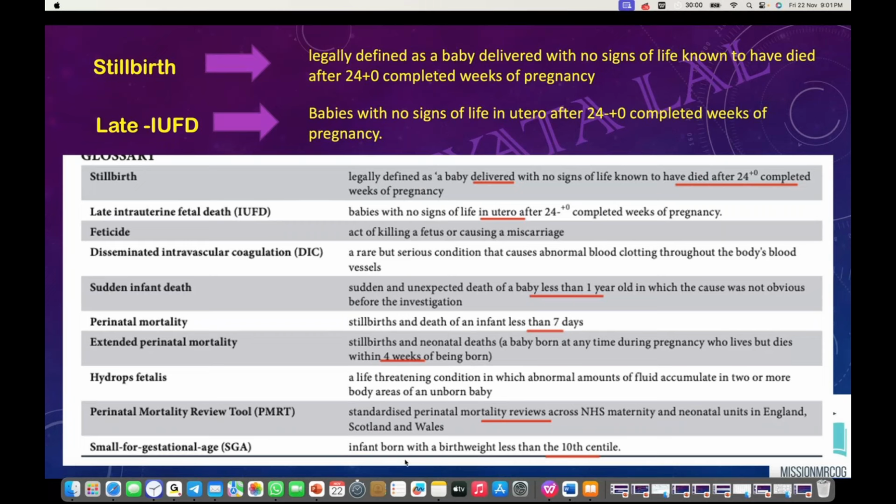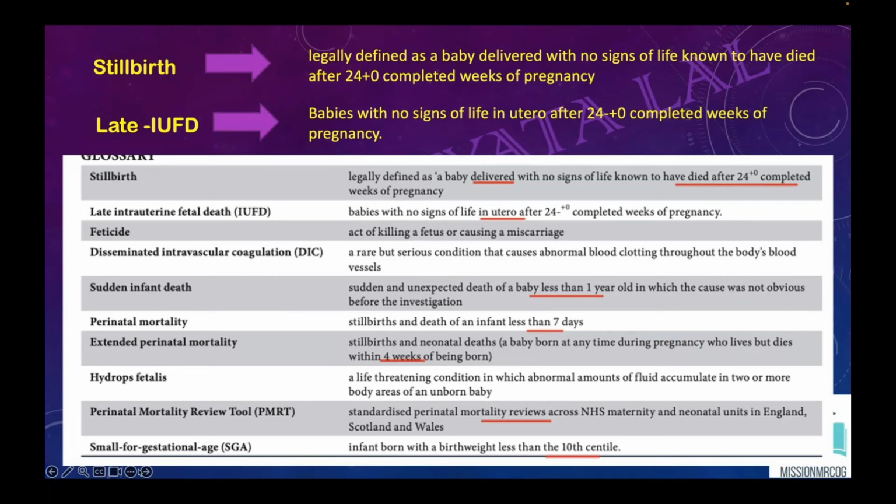Basically, you should know what stillbirth and late IUFD are, and for part 2 people all of these definitions must be remembered. For part 3 people these definitions are not important; you only need to know the difference between stillbirth and late IUFD.